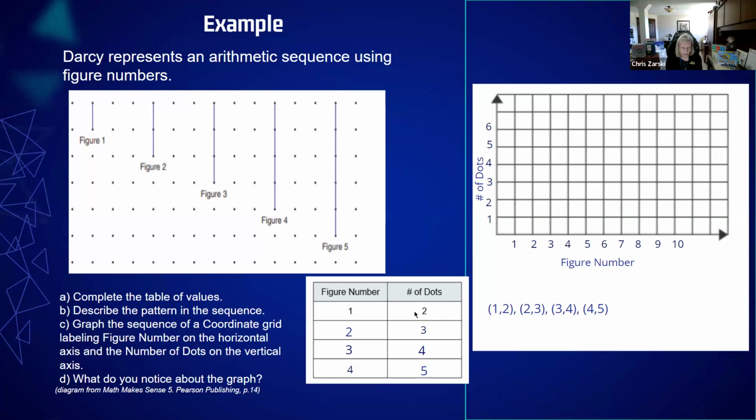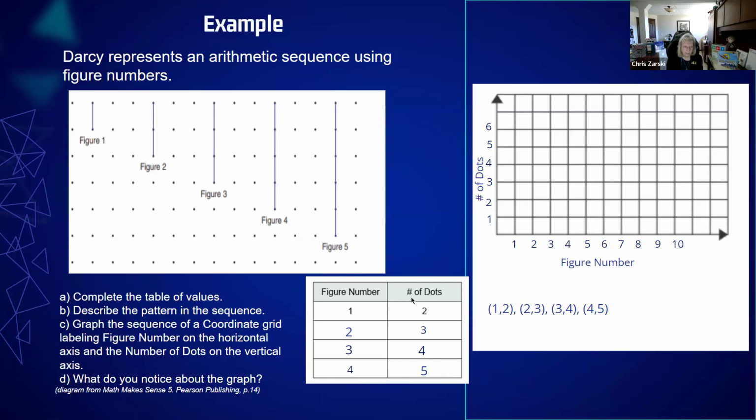So this is my starter for the students. I would then ask them to fill in the rest of them, which is what I've gone and done already. Figure number 2, I've got 1, 2, 3 dots. So in figure number 2, 3 dots. Figure number 3, 4 dots, and so on. So for each figure that I go up, I'm going up by 1 in the number of dots.